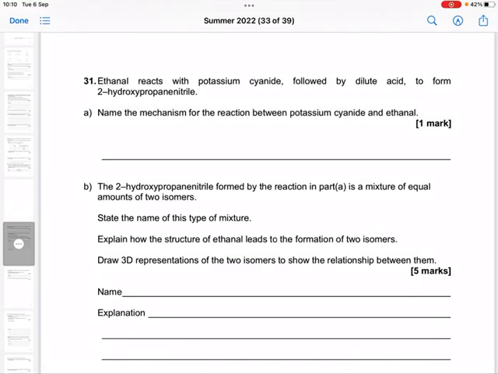Ethanal reacts with potassium cyanide followed by dilute acid to form 2-hydroxypropane nitrile. Name the mechanism for the reaction between potassium cyanide and ethanal. So without drawing the mechanism, because it's not asking us to do that, you just need to kind of know this. So this is nucleophilic addition.